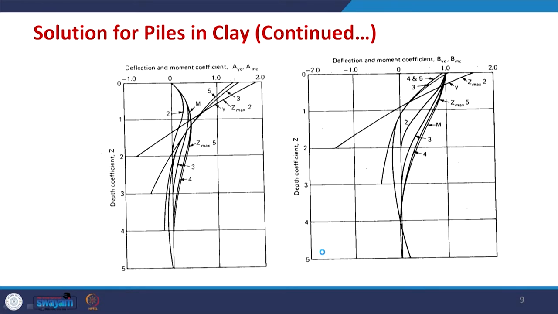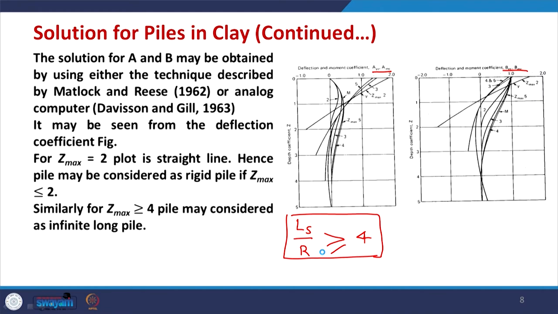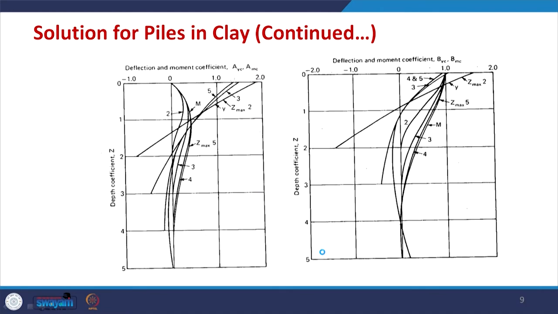Now, continue for the clay. These are the deflection and moment coefficients. Continue with this. These are on the bigger slide. So this is the same thing which is on the last slide. Okay. Then what you have?